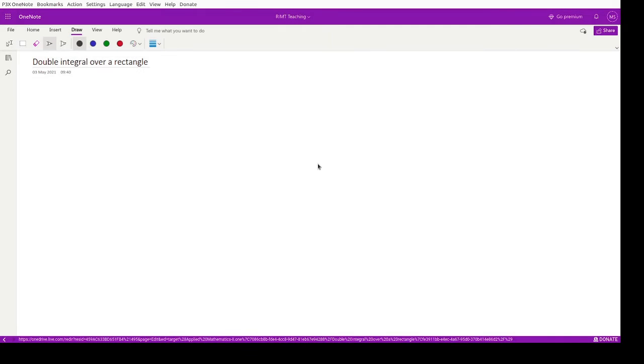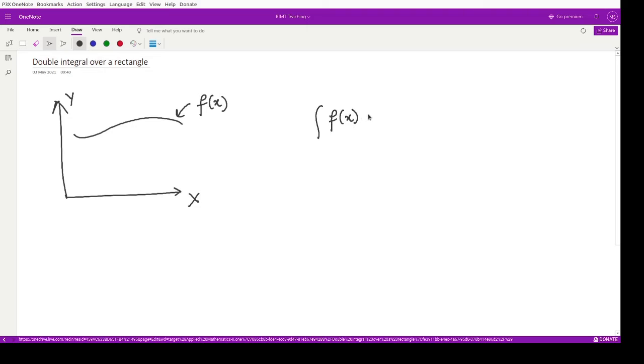Okay, so we can define integration in this way. Suppose you are given this kind of curve. This is, say, your y-axis and this is your x-axis. Then you are to find the integration. Suppose this curve is f of x and you are asked to find the integration of the function f of x where x varies from a to b.